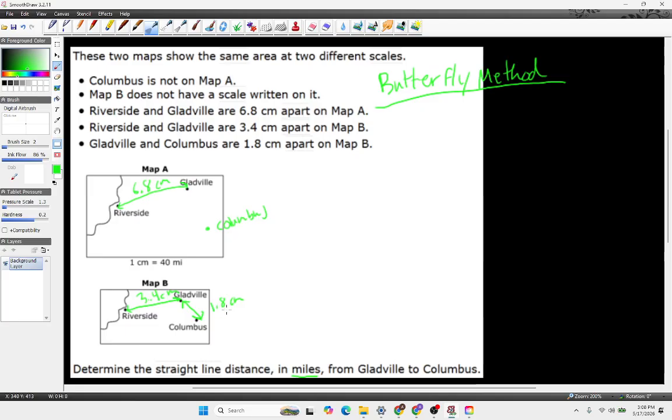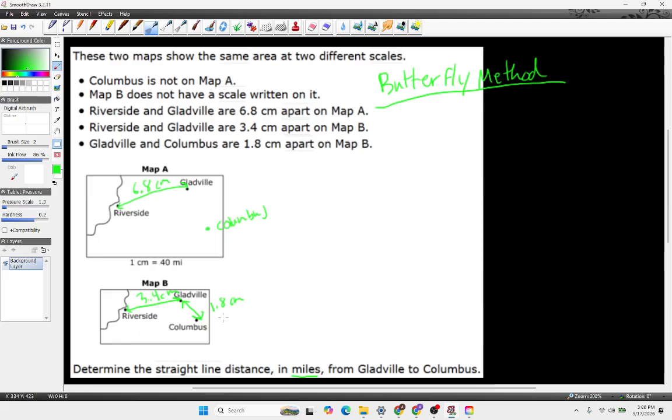Well, if I can use this pair of corresponding values between Riverside and Gladville, since I have that for both of these, I can find the constant of proportionality that'll take me from map B to map A. And then if I get to a map A distance, well, then I can use this pair to go from centimeters on map A to actual miles. So I'm going to draw a little graphic here to lay out my plan.